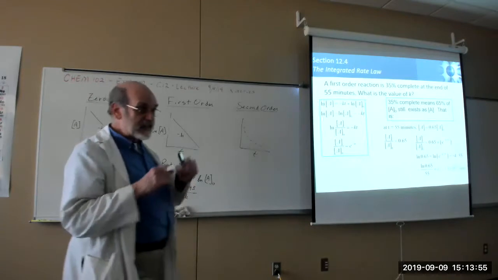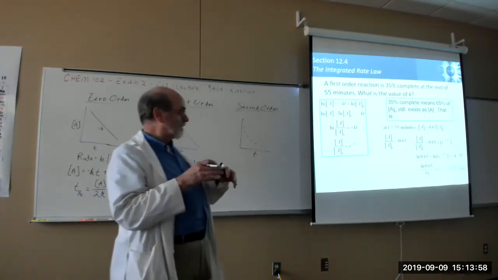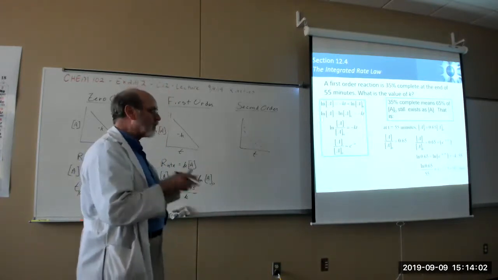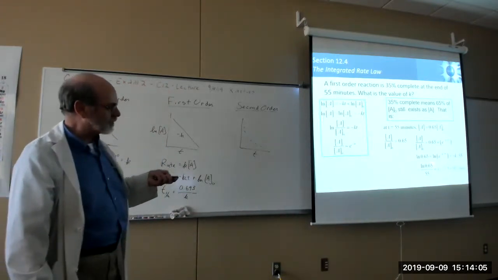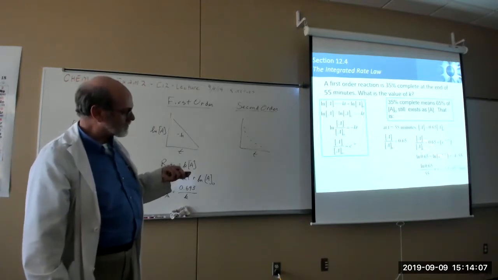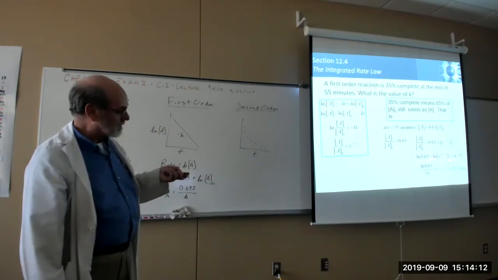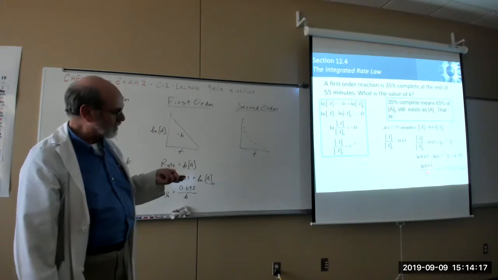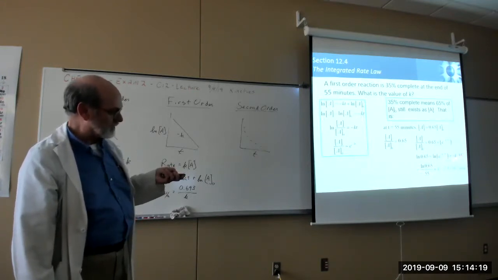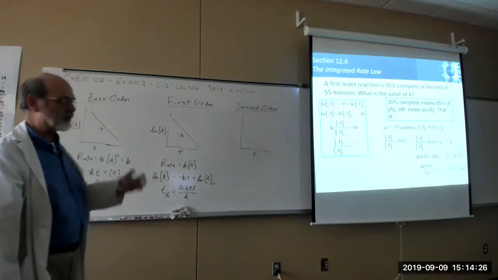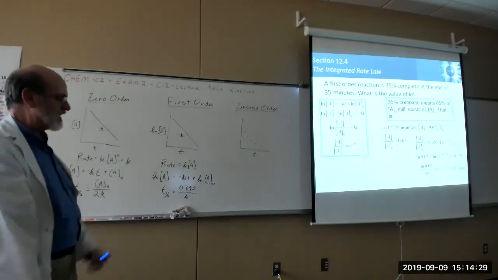Now we've got an equation. E is a definite number, right? So the only unknown we have is k. If you have an equation in one unknown, you can solve it. So that's what we do. We do a little log transformation, right? And when we do that, we end up with the log of 0.65 divided by 55, take the negative, because there was a negative over here. And now we know what k is. And that's a minus one over there in the corner. So it's reciprocal minutes. So we know what k is.